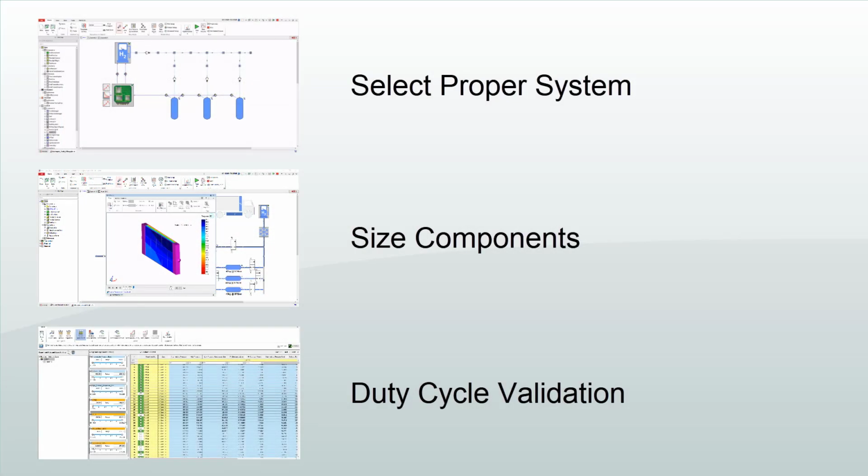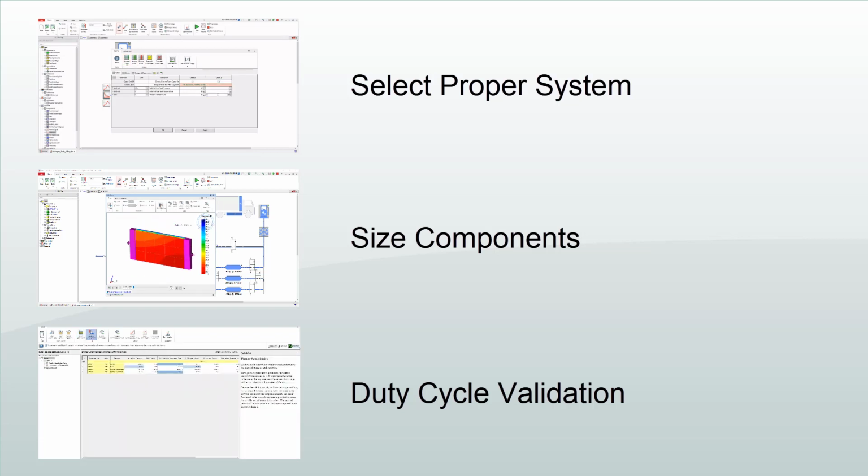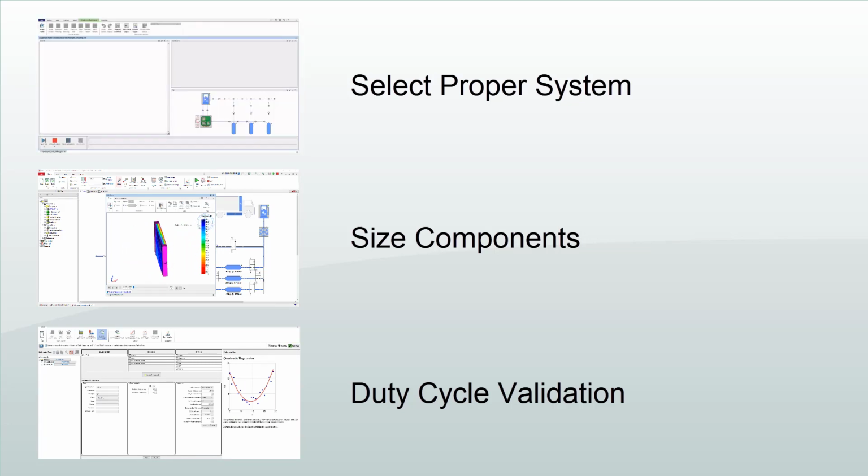Once the models are available, selecting the proper system, sizing components, and performing duty cycle validation becomes possible, enabling a faster time to market at significantly reduced costs.